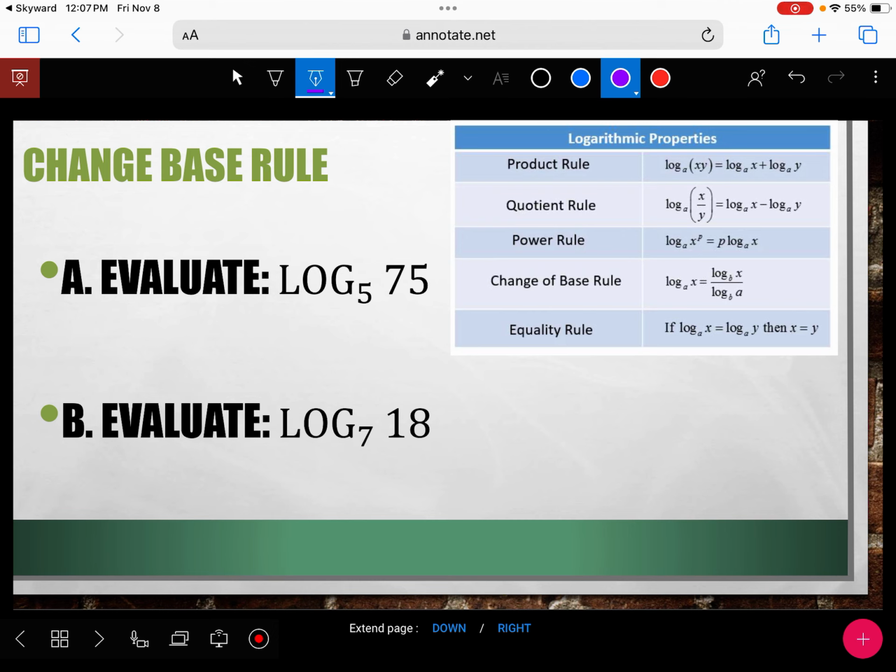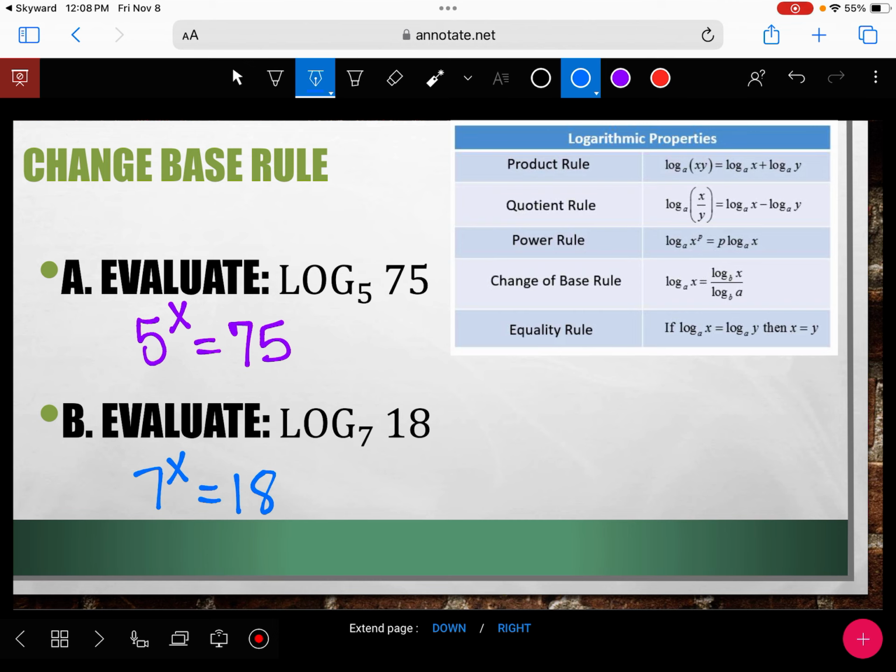So again, what we're trying to figure out is 5 to the what power is going to give me 75. 7 to what power equals 18. So the power in this example has to be a fraction or a decimal. So how do we figure it out when we can't just know it? Because we know that 5 to the second is 25. 5 to the third is 125. So that means we're looking for a number between 2 and 3.